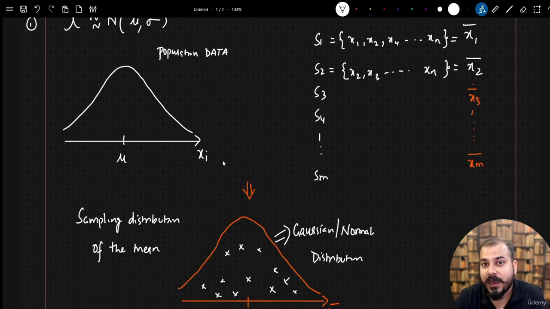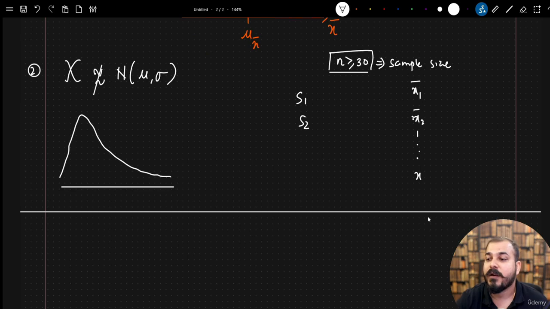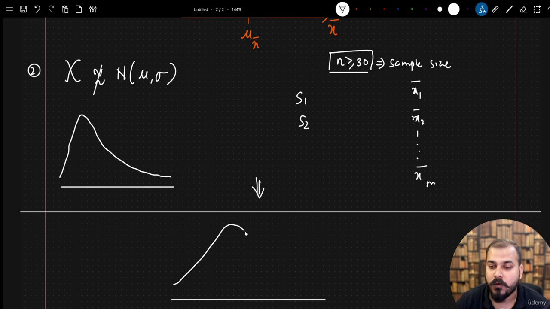If my n size is greater than or equal to 30, then if I pick up some S1 samples and calculate the X1 bar, S2 sample and calculate the X2 bar, and if we take this sampling distribution with respect to Xm bar and plot it, then you will see that this will also follow a Gaussian distribution. All these sample means will also follow a Gaussian distribution. This is what the central limit theorem states.